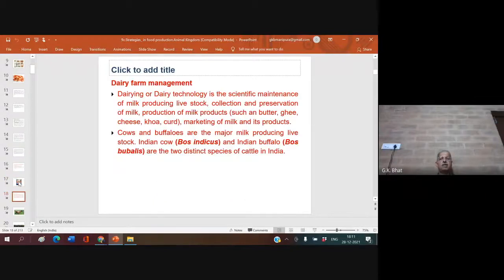Now, dairy farm management, a little bit more. Dairying or dairy technology is the scientific maintenance of milk-producing livestock, and the collection and preservation of milk. Look here, it deals with the maintenance of milk-producing livestock, cattle population, goat population, sheep population, collection and preservation of milk, production of milk products like butter, ghee, cheese, khoa, curd, and the marketing of milk and its products.